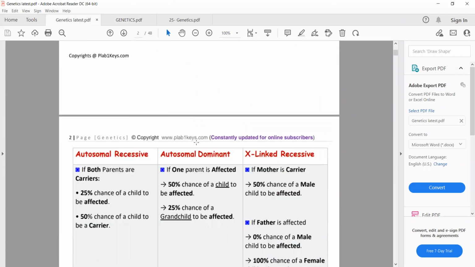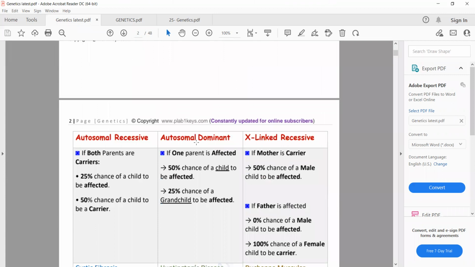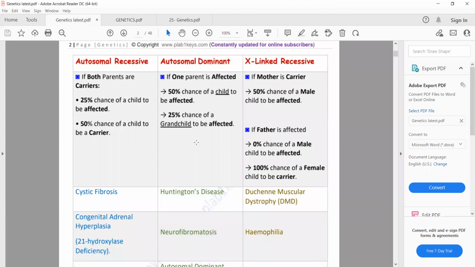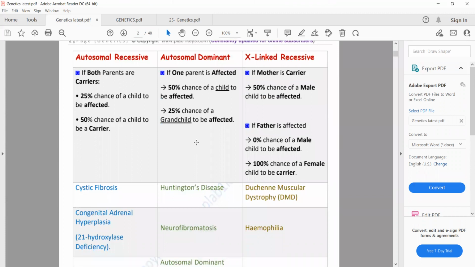Now, modes of inheritance: autosomal recessive, autosomal dominant, X-linked recessive diseases. Autosomal recessive if both parents are carriers. Both parents are carriers means both of them have one normal gene and one abnormal gene. 25% chance of a child to be affected, and 50% chance of a child to be a carrier.